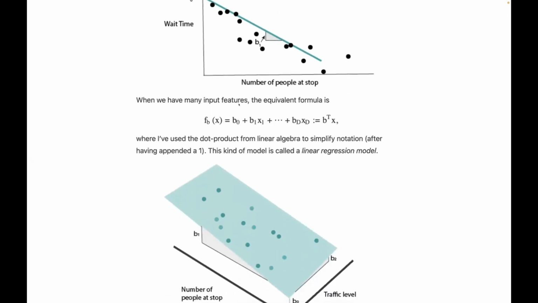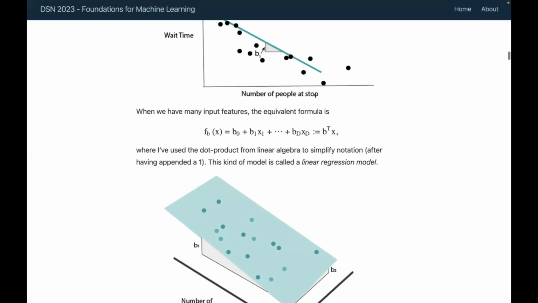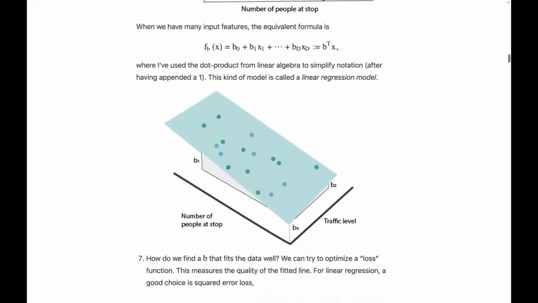But the same idea works in higher dimensions, right? So it's intercept, and then you have slopes for each of the other variables. And in linear algebra, you might see this longer equation represented by this transpose notation. So b transpose x in linear algebra just means it's like y equals mx plus b, slope plus intercept, but for all the different potential predictors. Okay. So in one dimension, it's just a line. In higher dimension, it's a plane. It's a hyperplane.